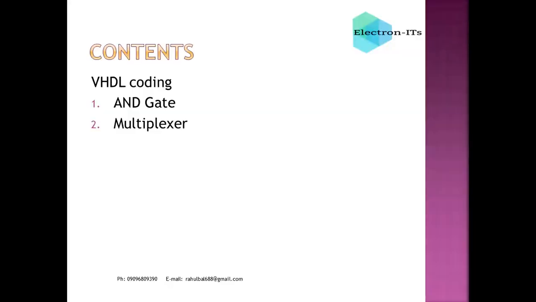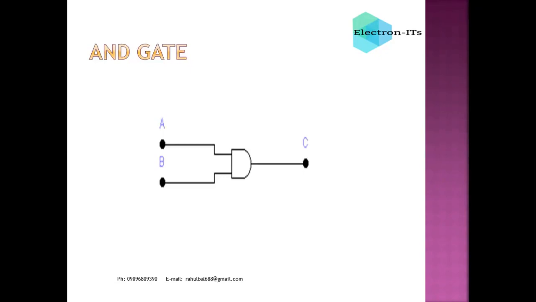In this lecture, we will discuss VHDL codes of some digital circuits like AND gate and multiplexer. First of all, we will discuss the AND gate. In an AND gate, as you all know, there are two inputs and one output for a two input AND gate. So here, as shown in the diagram, A and B signals are acting as the inputs and C signal is the output signal. Now we'll discuss the VHDL code for this AND gate.